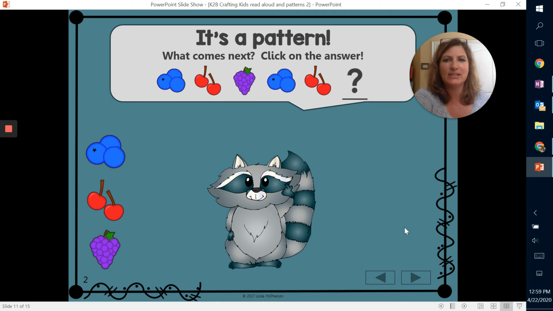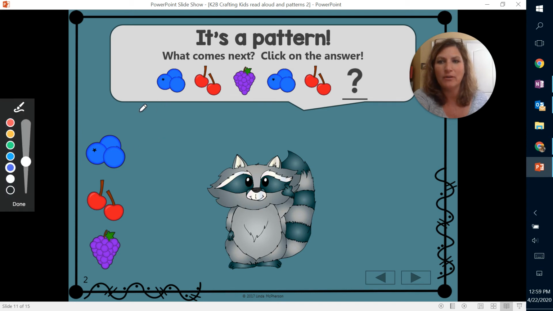Let's see if we can get to the next one. What comes next? We have blueberries, cherries. I think those are grapes. Yes. So let's see. That's an A, B, C pattern. A, B. So what's going to be C? Let's go ahead and mark that up here on the board. Okay, that's an A, B, C pattern. So the blueberries are A, the cherries are B. So that's right. The C is going to be the grapes. That is correct. That's the right choice.